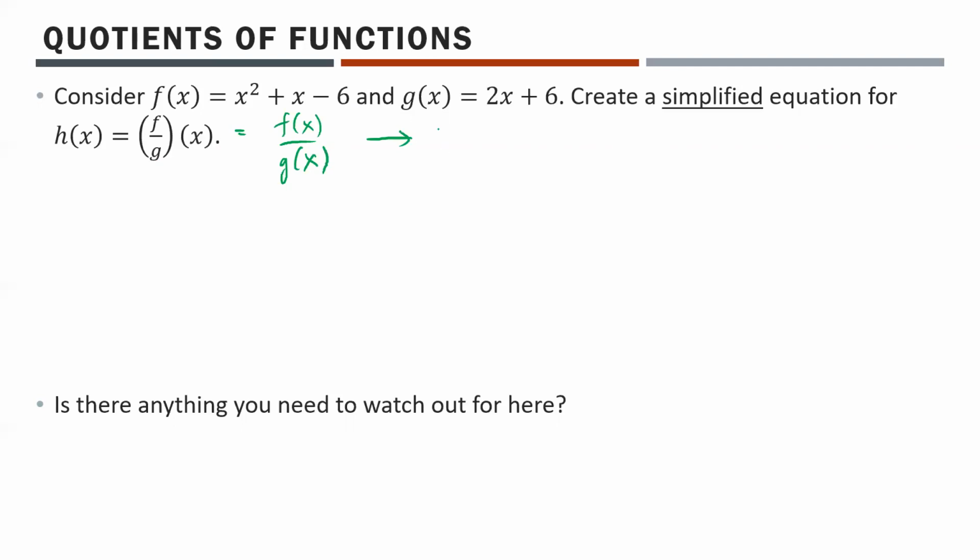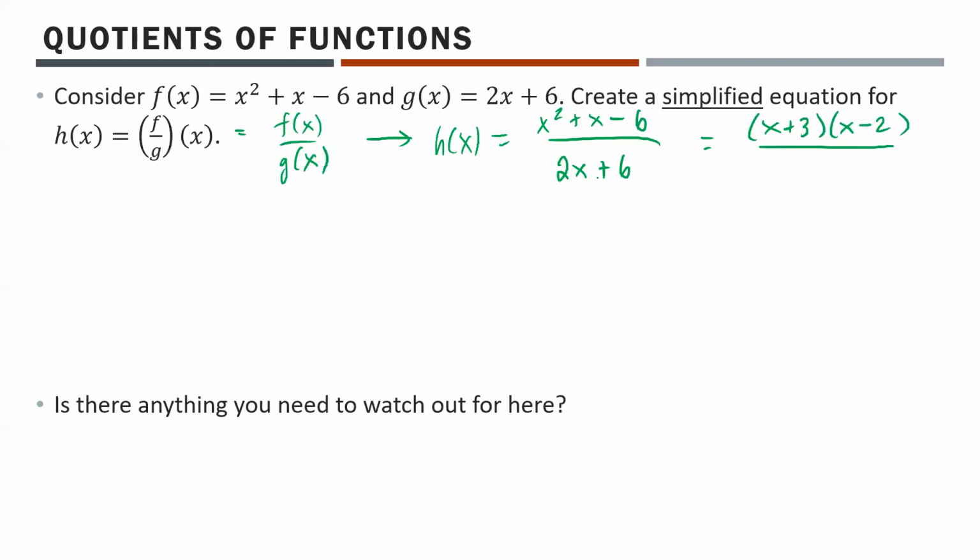So what we're really going to end up with here is h of x equals f of x, which is x squared plus x minus 6, divided by g of x, which is 2x plus 6. But hopefully what you remember from the rational expressions unit is we can find a lot of really interesting pieces of information from this just by factoring it. Now, the numerator can factor by the sum product rule, two numbers with a sum of 1 and a product of negative 6. That would be 3 and negative 2. So this is x plus 3 times x minus 2. And then the denominator, the only way we can factor this is just to take out a common factor. And a common factor would be 2 there. So it would be 2 times x plus 3.